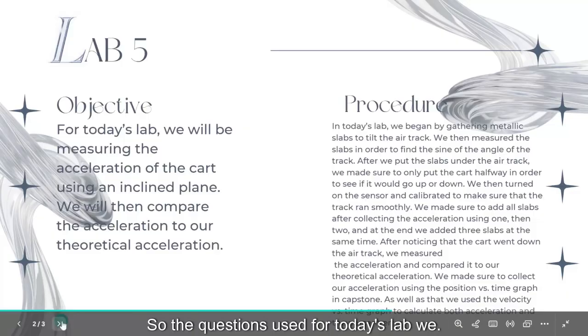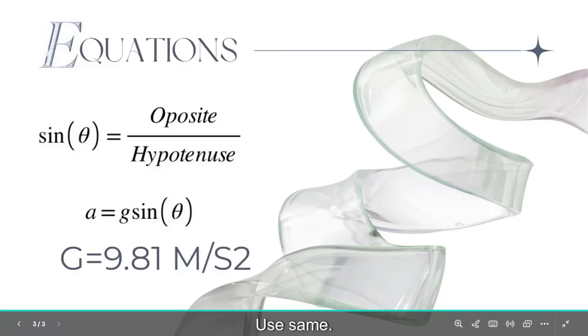So the equations used for today's lab: we use sine of the angle equals opposite over hypotenuse, as well as a equals g sine of the angle. For this equation, g equals 9.81 meters per second squared.